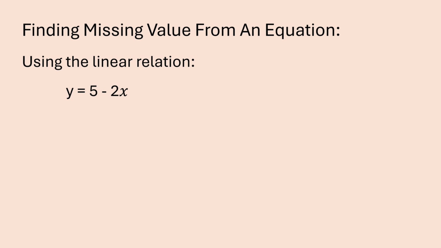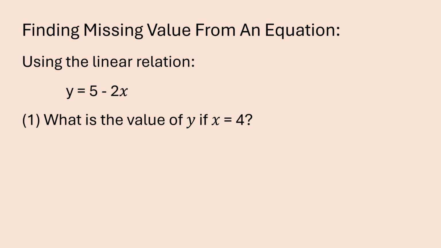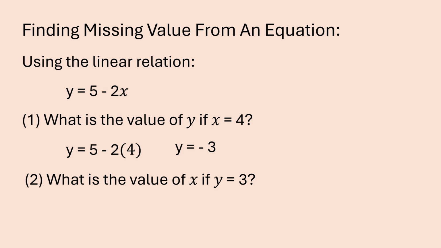Another one. y is equal to 5 minus 2x. What is the value of y if x is equal to 4? y is equal to 5 minus 2 times 4. So y is equal to negative 3. What is the value of x if y is equal to 3? If y is equal to 3, then 3 is equal to 5 minus 2x. So negative 2 is equal to negative 2x. So x is equal to 1.